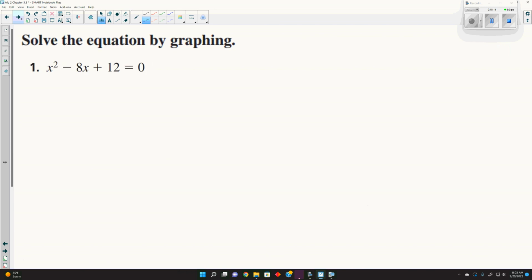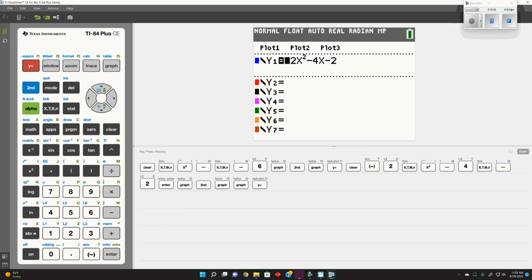Let's look at the next one. X squared minus 8x plus 12. Is this already equal to 0? So we can go on and type it in. So in the graphing calculator, we can hit y equals. Clear this out, we can say x squared minus 8x plus 12. We can type it into the first line.